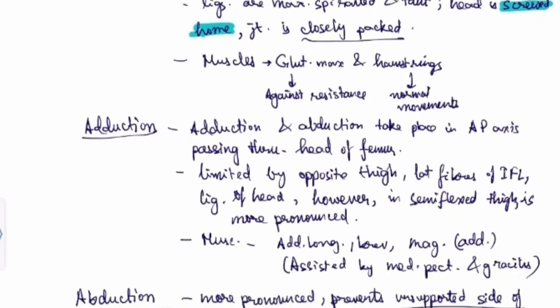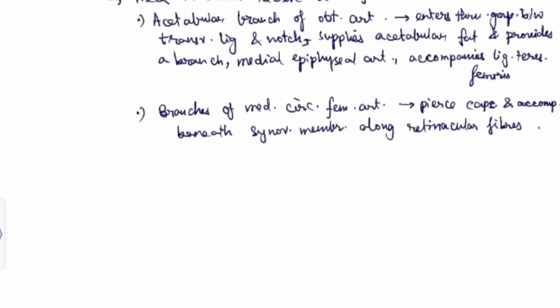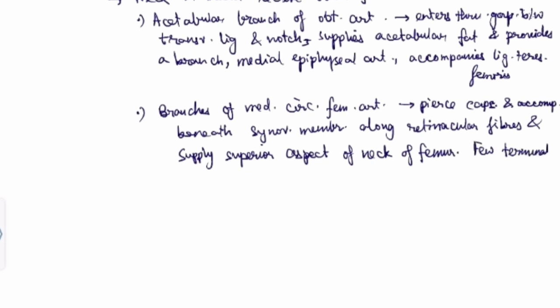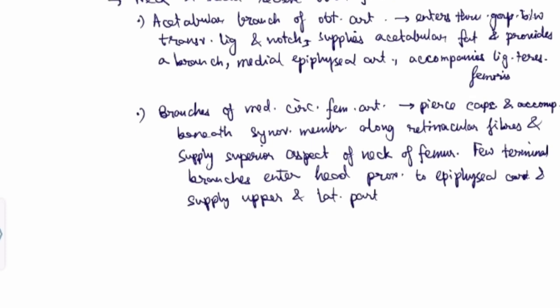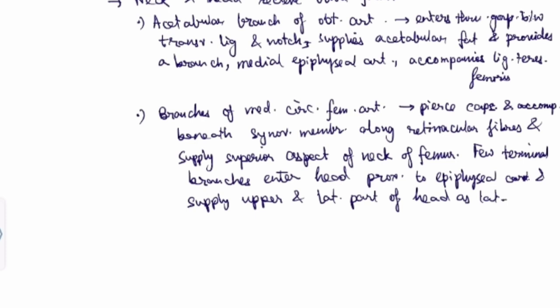So they go along the retinacular fibers and supply the superior aspect of neck of femur. Few terminal branches enter the head of femur proximal to the epiphyseal cartilage and supply the upper and lateral part of the head as lateral epiphyseal artery.